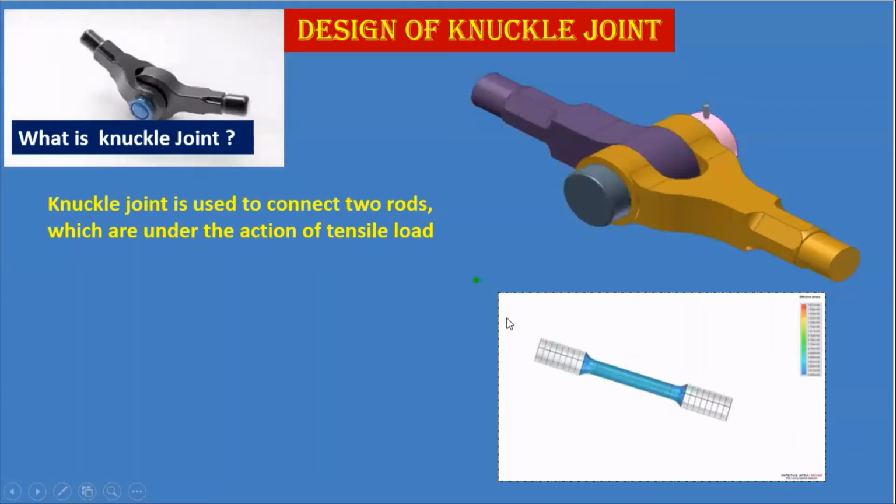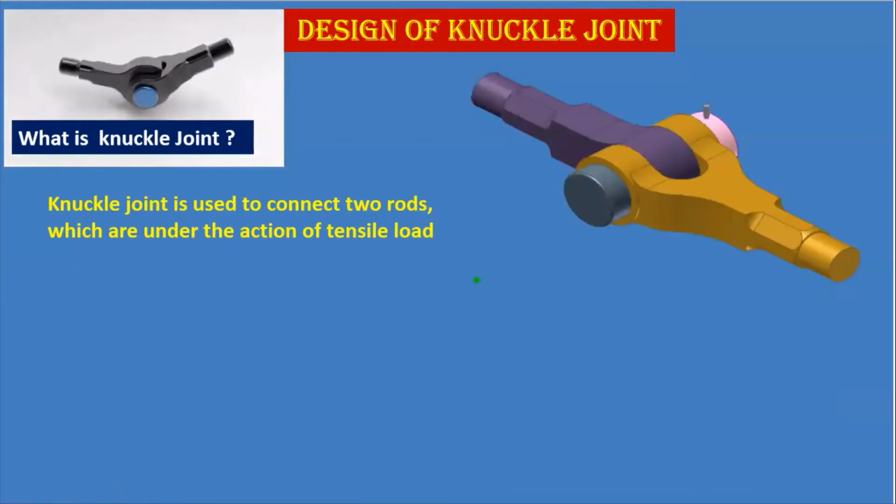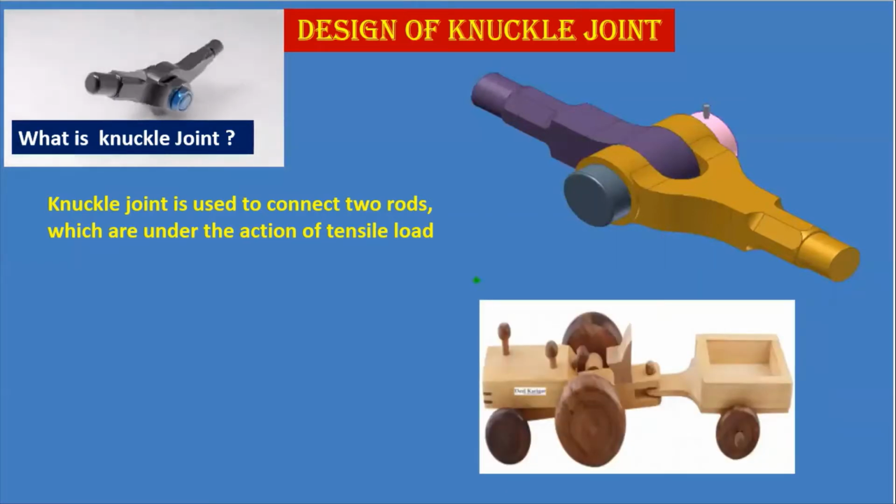Here there are various applications. The very first application is the tractor and trolley, where a knuckle joint has been used to join them. We can see here that it looks just like a single eye and a double eye. This part is called a single eye and this is a double eye.